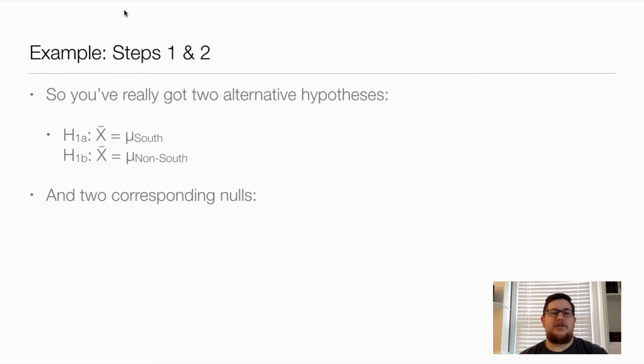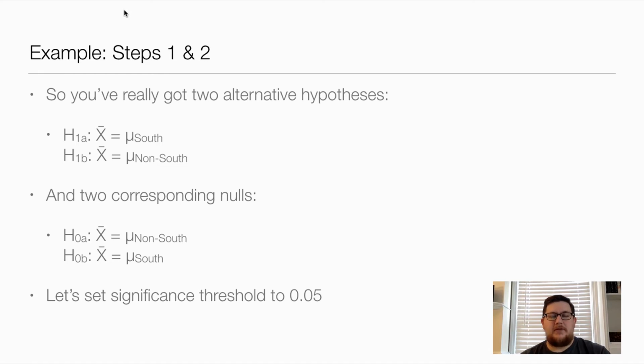Now, from this, we can derive 2 corresponding nulls. The first null, if H1A says that they're from the South, would be they're not from the South, meaning they're from the non-South. Because really, when you only have 2 things like this, not South is the same as saying non-South. So then H0B, that's the null for H1B, would be that they're from the South.